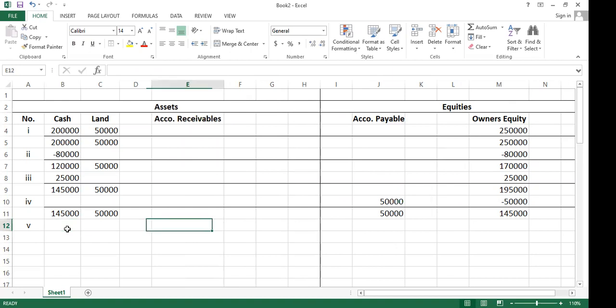Now we add 12,000 for account receivables and add 12,000 owner's equity.